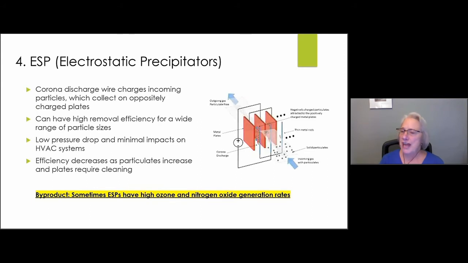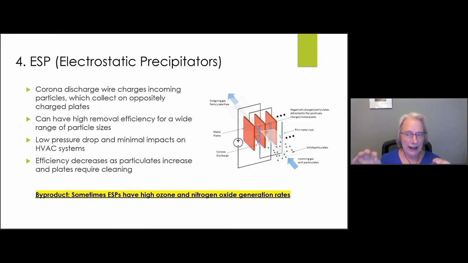ESP, or electrostatic precipitators. These are the electronic air cleaners that you can have on your furnace. Okay, so what happens? There's an electric charge that gets put on these metal plates. They can attract particles to them. There is a minimal pressure drop and a minimal impact on the HVAC system. However, as they are used and as they collect particles, their efficiency decreases. You have to clean these plates. A lot of them can be taken out, put into your dishwasher and all of that, okay?